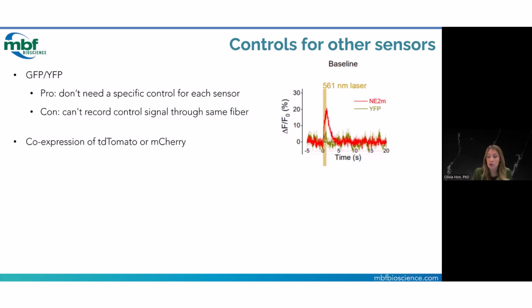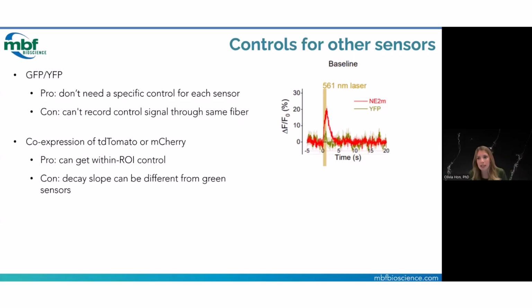But if you do want that within-region control, you can use a red fluorescent protein, or in this case, just a fluorescent protein of a different color than your sensor. So what you can do is co-express your neurotransmitter sensor in green with a tdTomato or an mCherry, and you could basically do the same thing. This gives you a within-ROI control.